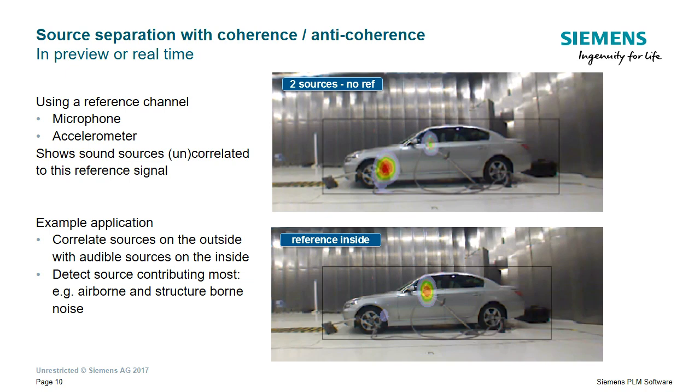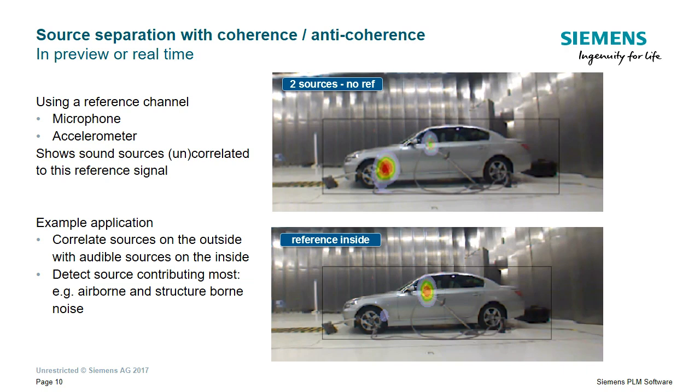In this slide, on the top, you see a car, 2 sources on the outside, and with a big array, we can actually look on the outside and we can calculate where the sound is coming from. And you will see that there at the wheel, there's a bigger source, and there at the windshield, there's a smaller source. But for this type of object, a car, it's actually more interesting to look at what is audible on the inside.